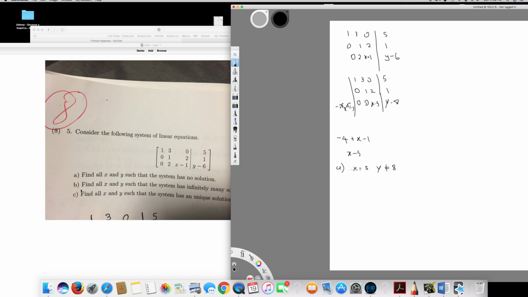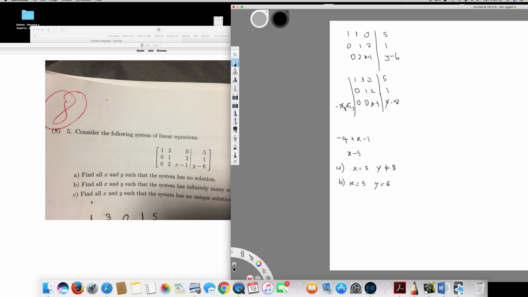And the B question is asking, find all x and y such that the system has infinitely many solutions. So as I discussed before, if you want to get infinitely many solutions, you have to get everything 0. So in order to do that, x should be equal to 5, then only this will become 0, right? 5 minus 5 is 0, and y also has to be 8. So for this one, x is equal to 5 and y is equal to 8. In this case, this system will have infinitely many solutions.